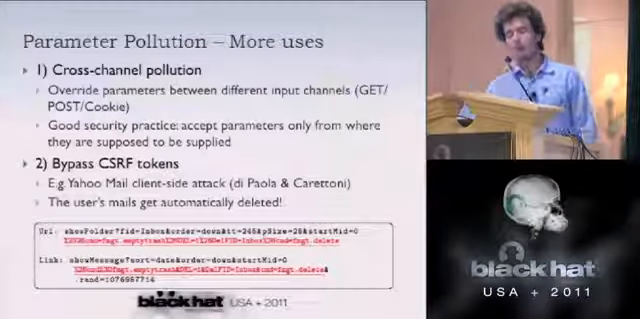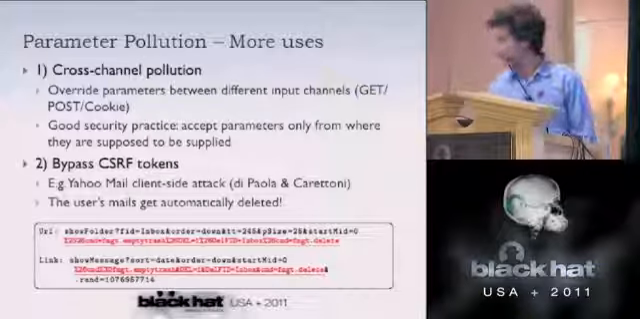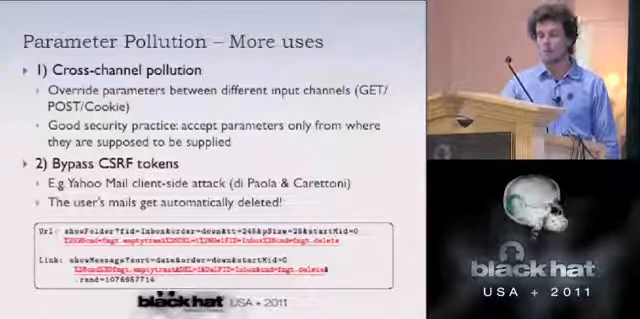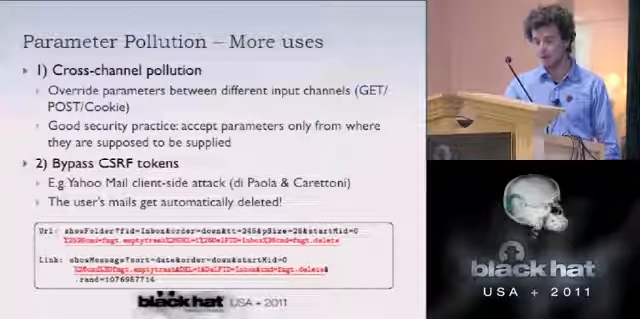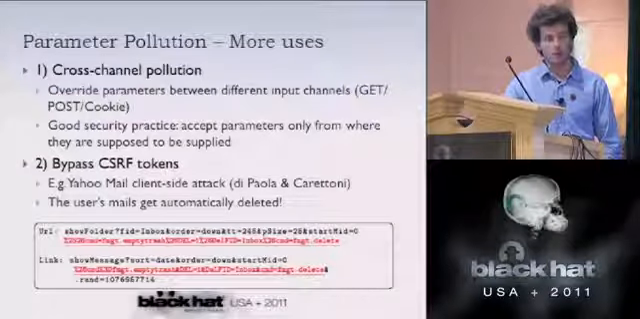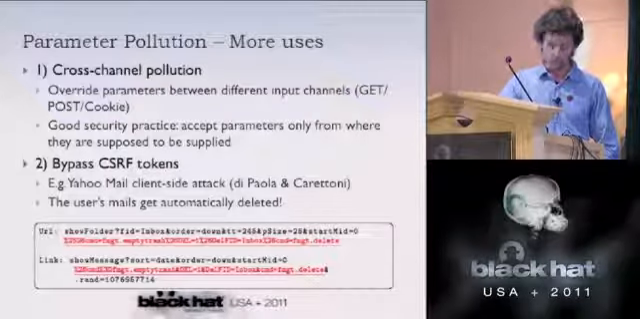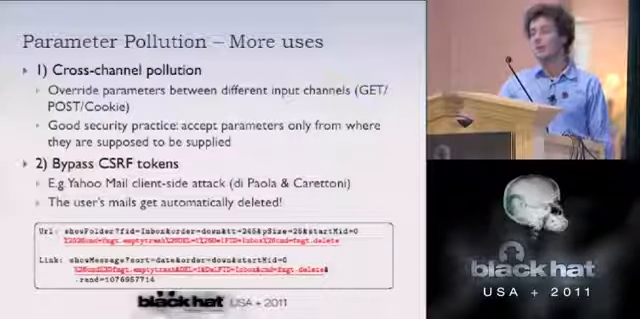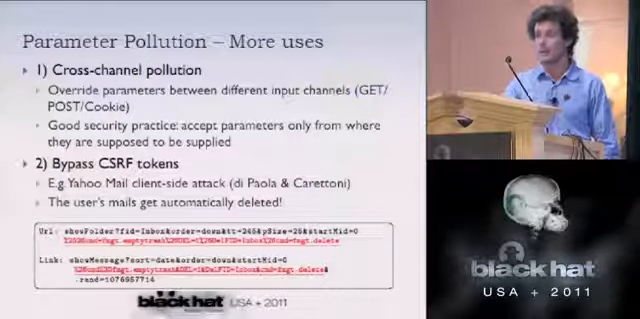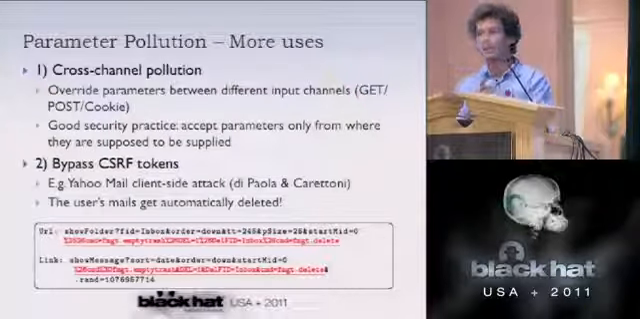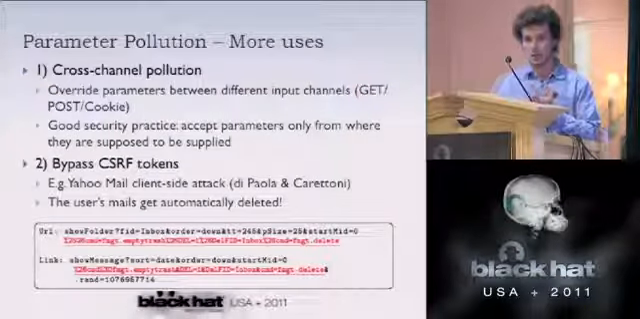Okay, so we have seen a client-side attack, parameter pollution, and a server-side one. Now we go into more uses of parameter pollution. We have 3 different uses for this attack. The first one is cross-channel pollution. That means that you can not only override parameters that are in your same channel. For me, a channel is either a get, a post, or a cookie.